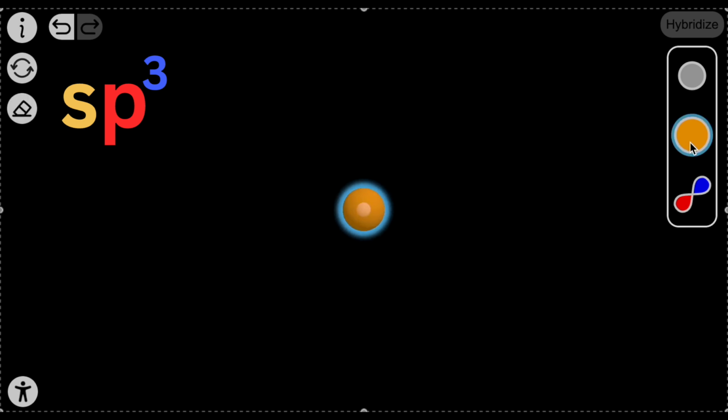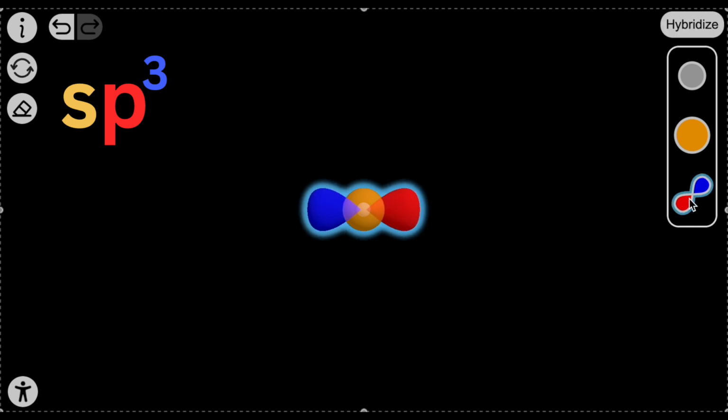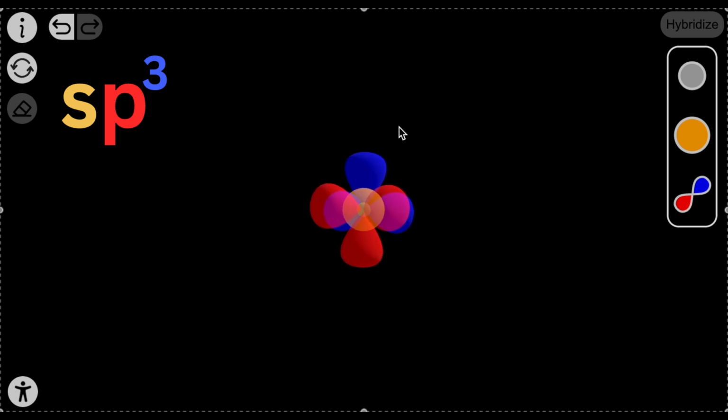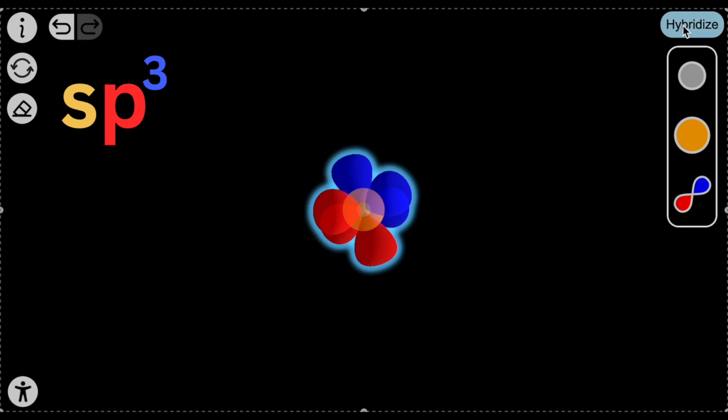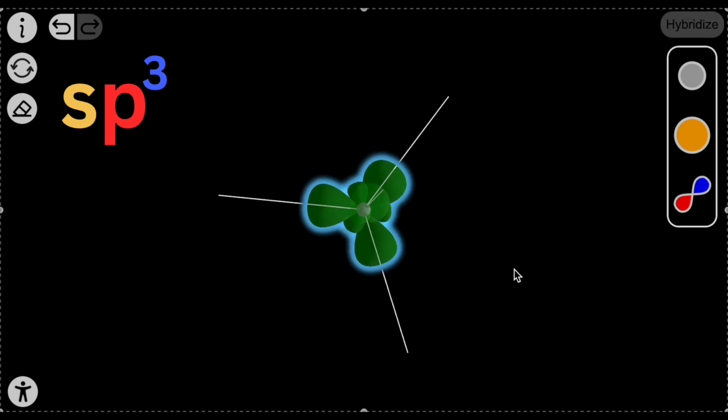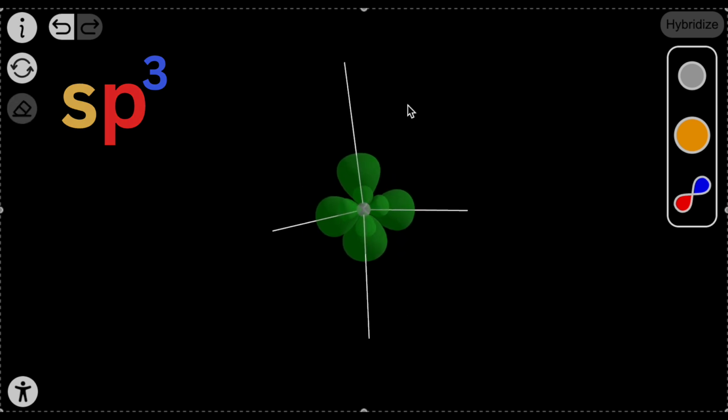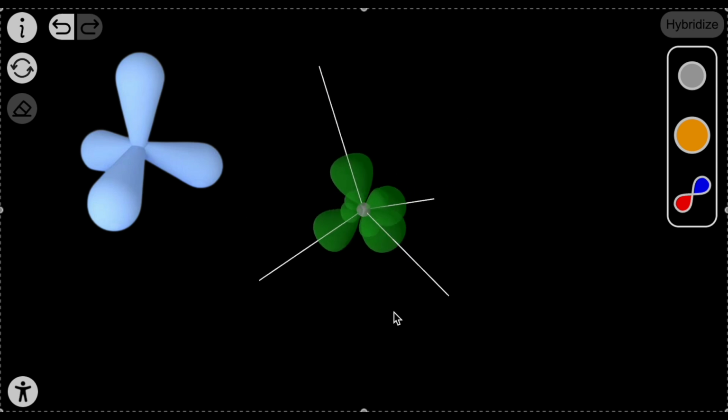So in order to do that, I need one s orbital, and then I also need to add 1, 2, 3 p orbitals. So you can see here I've got my 3 p orbitals and my s orbital. This does not look at all how carbon is going to bond. So I'm going to show you how these orbitals become hybridized. Now what you see here is an sp3 hybridized orbital. You should notice that familiar tetrahedral shape.